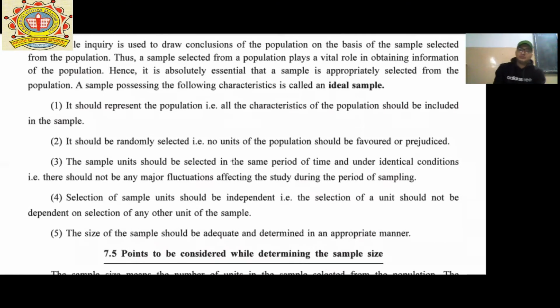Next, selection of sample units should be independent, that is, selection of a unit should not be dependent on selection of any other unit of the sample. Means the selected person or selected unit is independent from all aspects. He is not dependent on anything or any person or any unit, so it is independent.